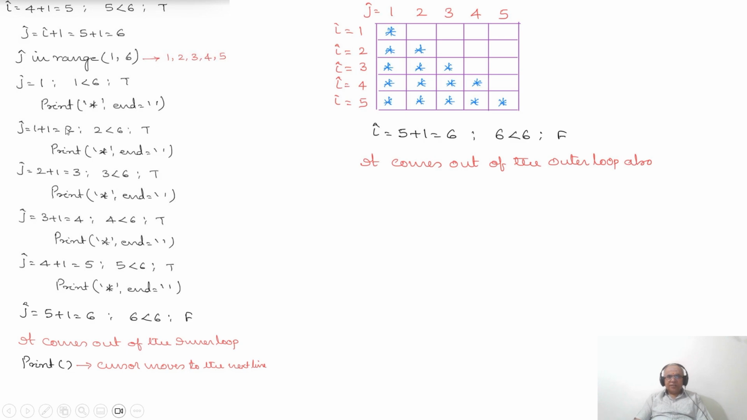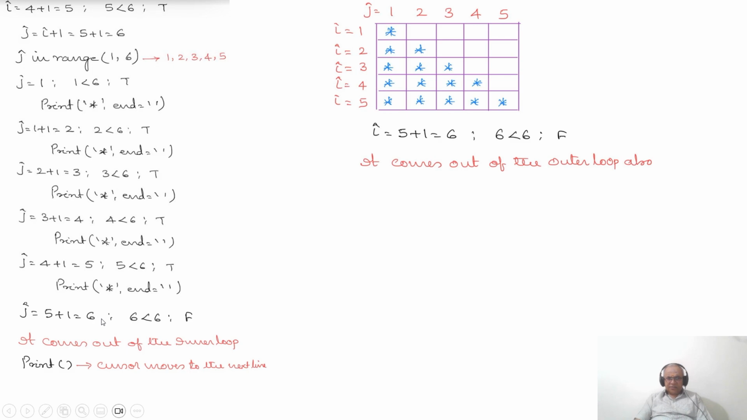Then j is equal to 1 plus 1, it becomes 2. 2 is less than 6, condition is true, then print star. So 5th row, second column will go to print this. Again, j is equal to 2 plus 1, it becomes 3. 3 is less than 6, condition is true, print star. That is 5th row, third column will go to print star. Then j is equal to 3 plus 1, it becomes 4. 4 is less than 6, condition is true, print star. So 5th row, 4th column is star. Then again, j is equal to 4 plus 1, which is 5. 5 is less than 6, condition is true, print star. So 5th row, 5th column will go to print star and moves to the next column.